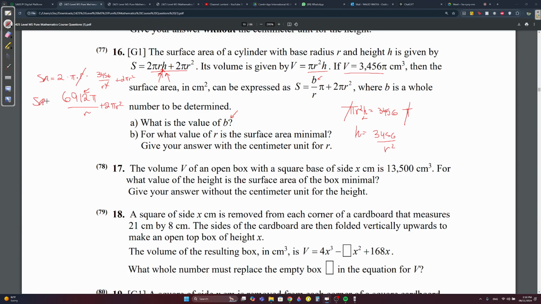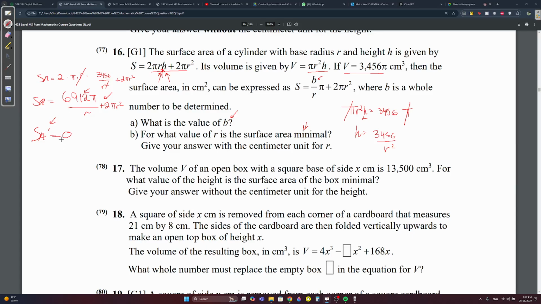Okay. So to find the minimum, we have to derive and equate it to zero. The whole point is that you can't derive when there are two unknowns. So we now have only one unknown, and that's r. Don't say pi is an unknown, guys. Pi is a number. It's an irrational number. Okay, we need to find SA prime equal to 0, right?